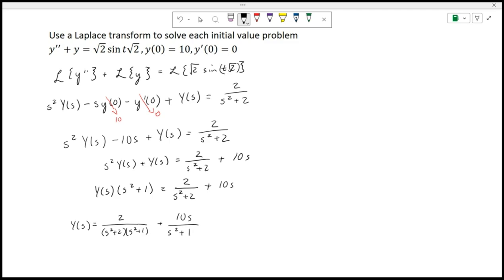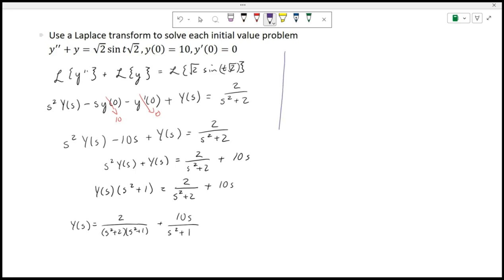Okay, so that 10s over s squared plus 1, that's as broken down as it can be. And I can take the inverse Laplace of this already. The first fraction, however, is more work. That one has two different factors in it, and so I need to break this down into two fractions.